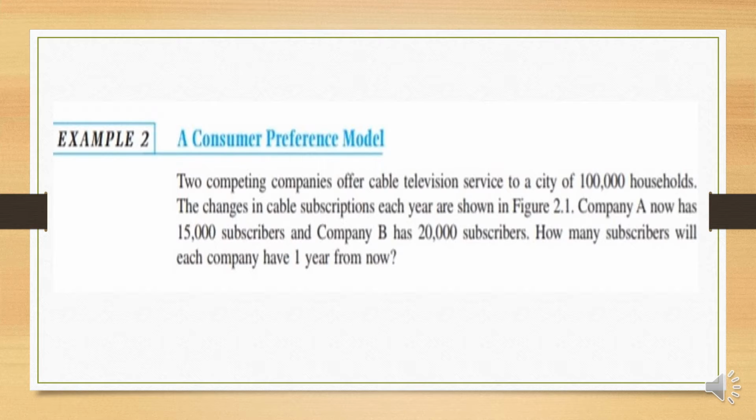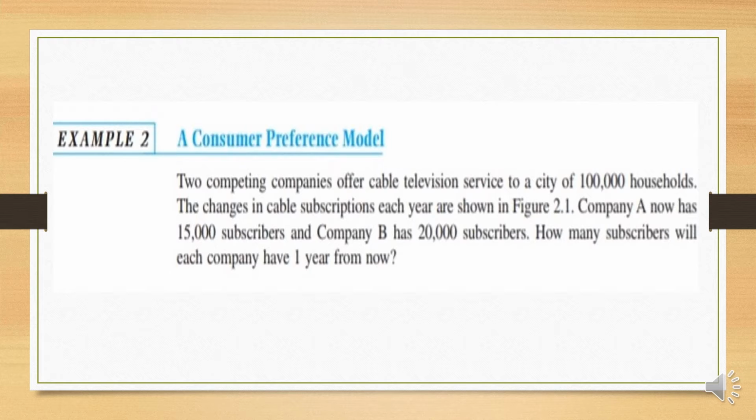Example 2, a consumer preference model. Two competing companies offer cable television service to a city of 100,000 households. The changes in cable subscription each year are shown in Figure 2.1. Company A has 70% retained, 20% switches to B, and 10% to no cable television. Company B has 80% retained, 15% switches to A, and 5% to no cable television. And no cable television has 70% retained, 15% switches to A, and 15% to Company B.